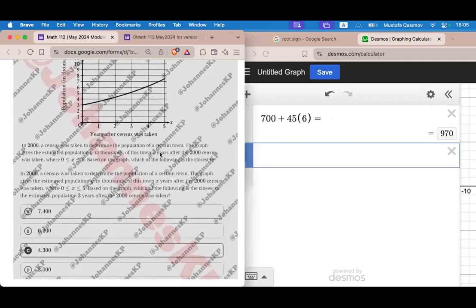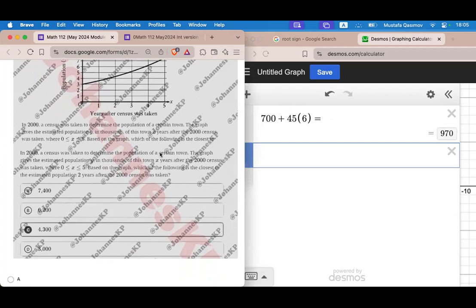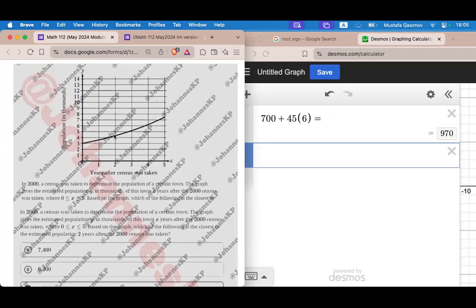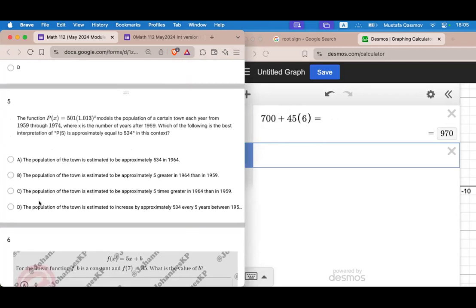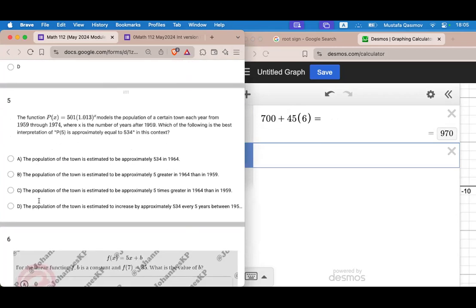4. What's the population 2 years after 2000? So for 2 it is between 4 and 5, and 4 and 5 is C. 5. What's the meaning of P of 5 is equal to 534? It means after 5 years the population is equal to 534. It is A.